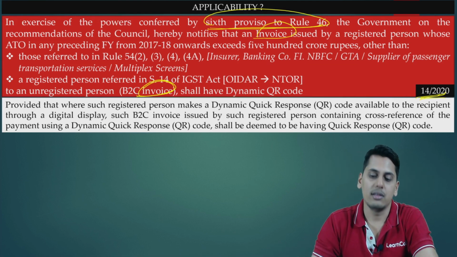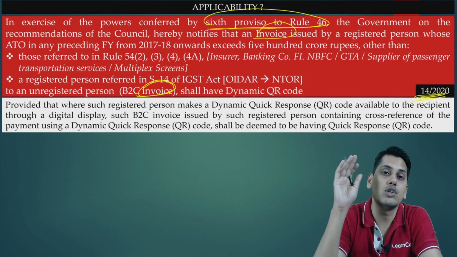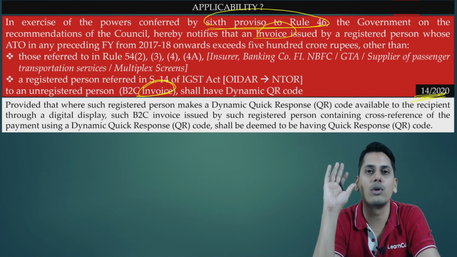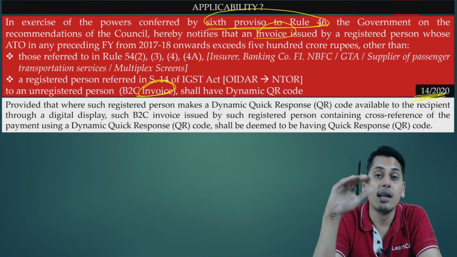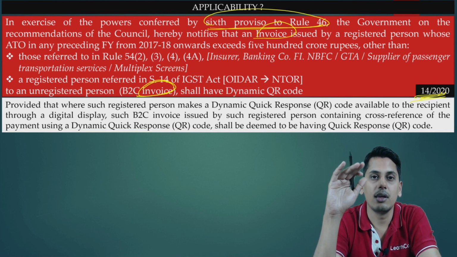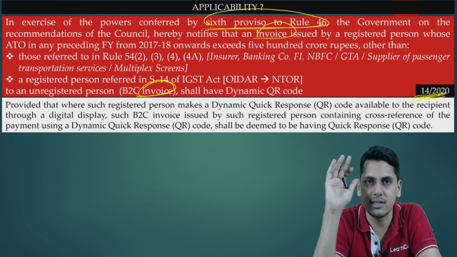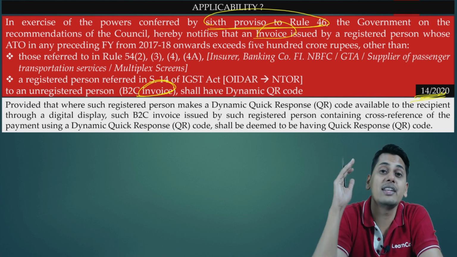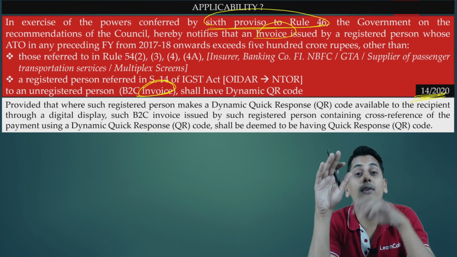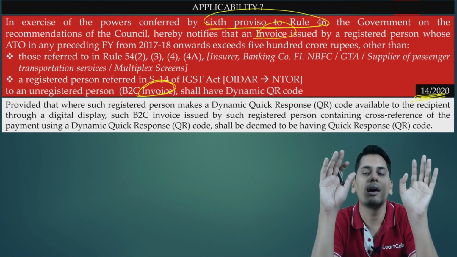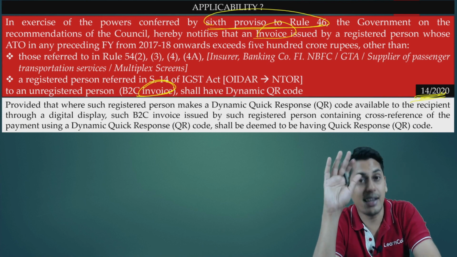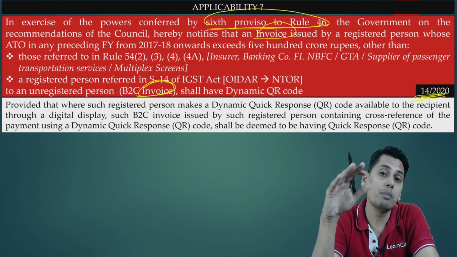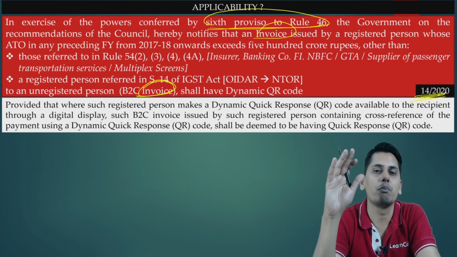Technically speaking, 14/2020 is not applicable to him, and there is no other notification which is issued specifically for rule number 49. However friends, the advisory which is there in the GSTN, Goods and Services Tax Network, and the FAQs which have come out, there it is specified the intention of the government is that even a bill of supply should have a dynamic QR code. But technically speaking, it is not there. At the implementation level, the government is implementing it even on bill of supply.